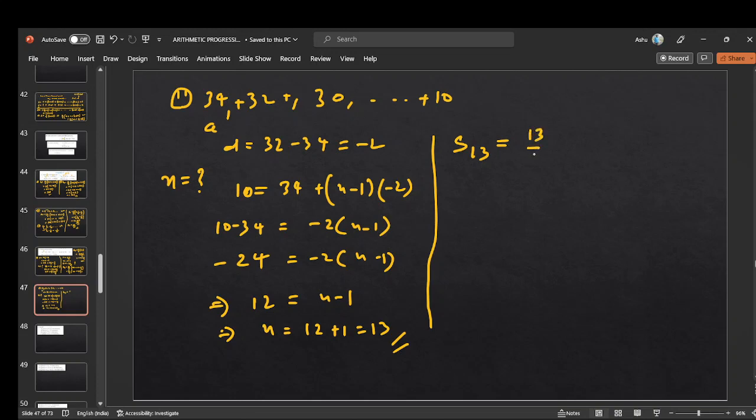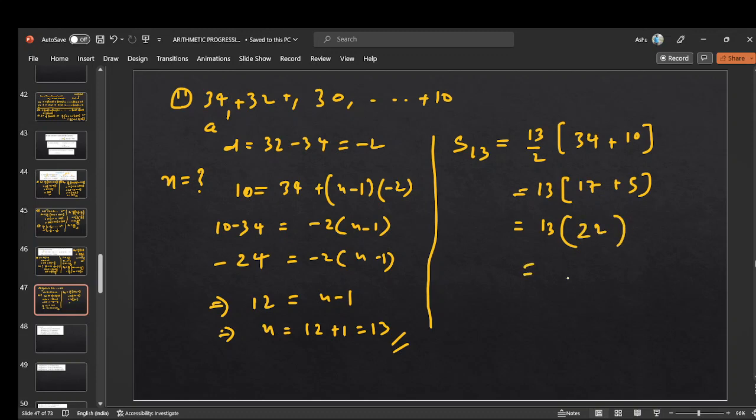Now 13 by 2, then first term is 34. Now last term is 10. Then we can write 13, and if we divide it, we get here 17, here 5. Clear? Then 13 into 17 plus 5, that means 22. 13 twos are 26. Then we can get 286. This is the answer.